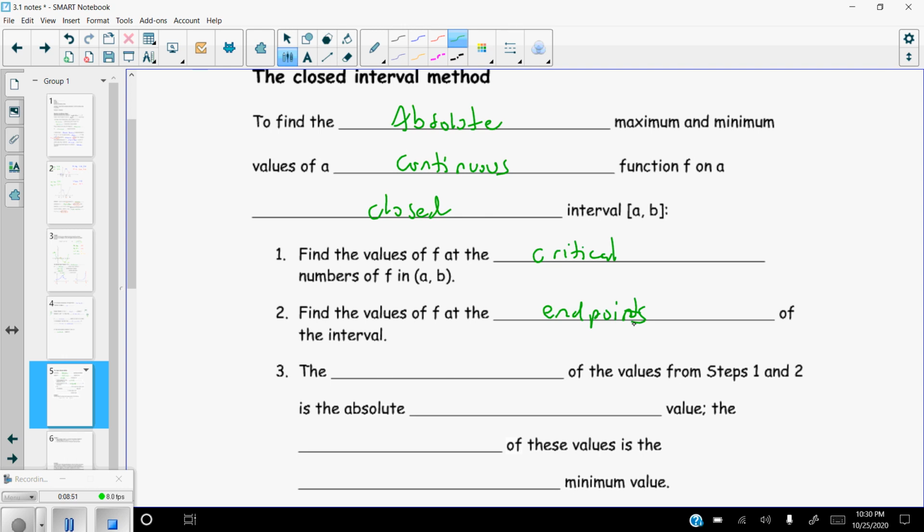Really simple. The critical values are basically going to be locations of potential local maxes and mins. The endpoints could be possible absolutes, as well as the critical values could also be absolutes. But basically, you just need to check all the critical values and your endpoints. Whatever the highest value is from steps 1 and 2 is the absolute maximum. Likewise, the lowest of those values is the absolute minimum. And that's it. So let's go ahead and do an example.